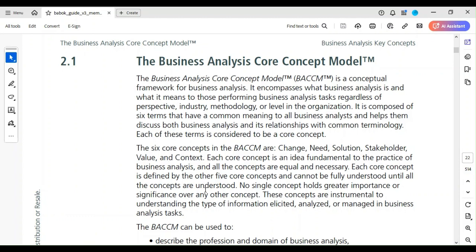It is composed of 6 terms that have a common meaning to all business analysts and helps them discuss both business analysis and its relationships with common terminology. Each of these terms is considered to be a core concept.